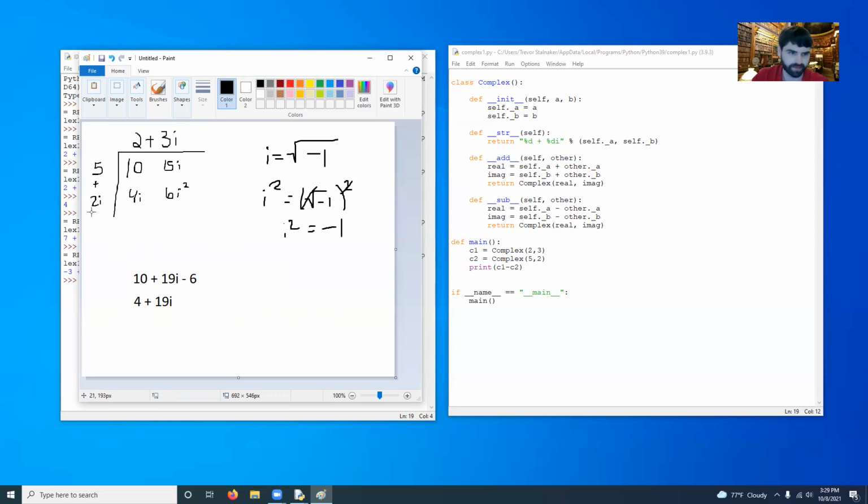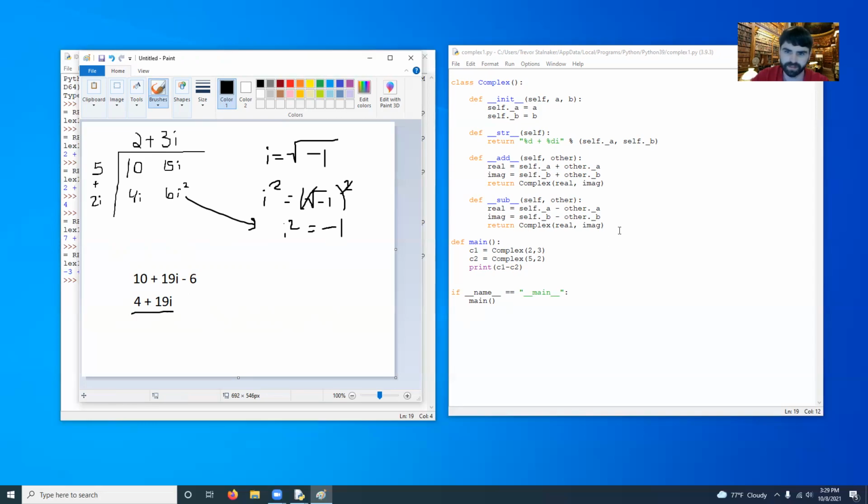or vice versa. I guess this was the second one, the second imaginary component by the first real component, to get 4i. And then we multiply the two imaginary components together to get 6i squared. And i squared is -1 for the reasons that we just talked about. So when you combine all these together, you end up with a final answer of 4 plus 19i.